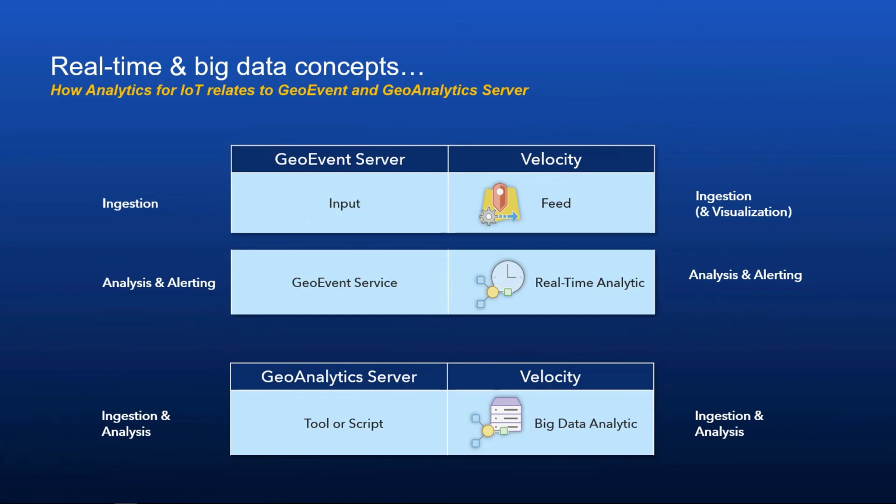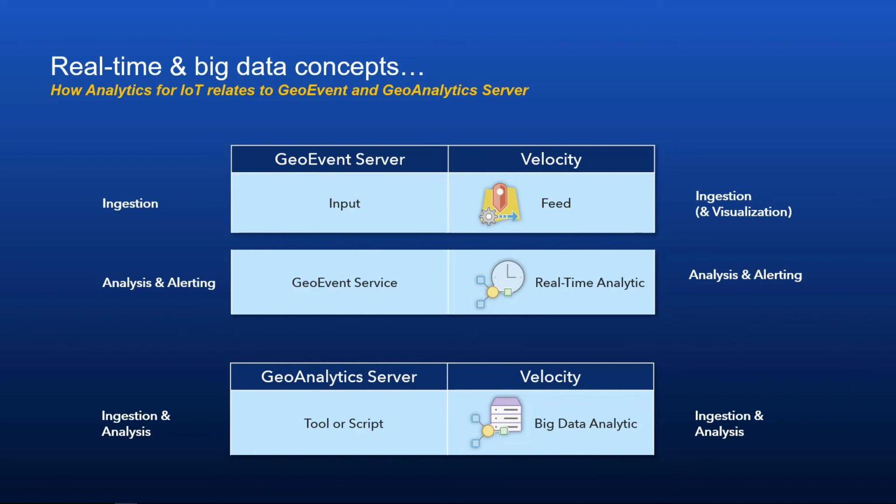And if all of this sounds very familiar to what Josh was going through with GeoEvent and also in general to GeoAnalytics, that's because it is very similar. ArcGIS Velocity is a parallel to GeoEvent and GeoAnalytics, but it's part of Esri's geospatial cloud. So for example, in GeoEvent server, ingestion is configured using what we call an input. In ArcGIS Velocity, the equivalent is the feed.